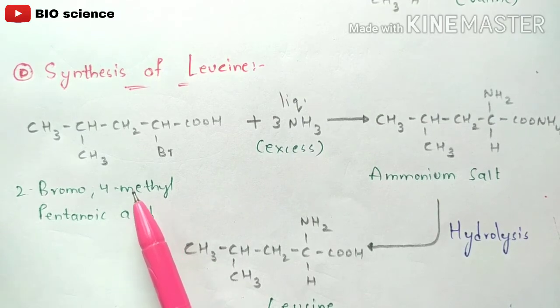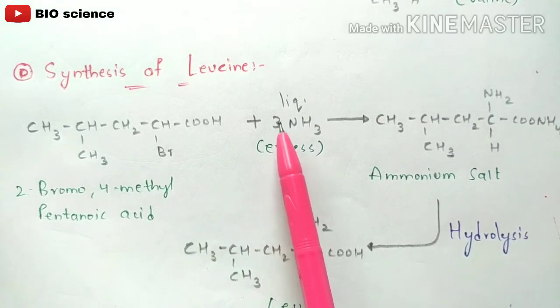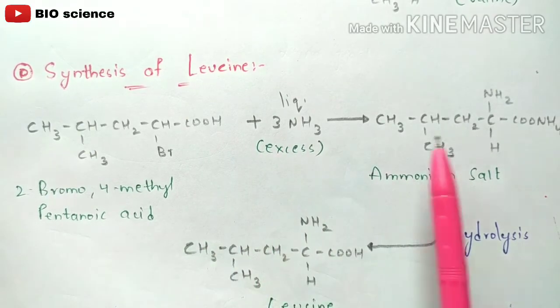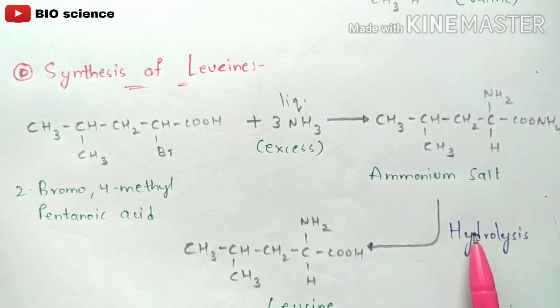This 2-bromo-4-methylpentanoic acid, which is also called an alpha halogenated acid, will react with excess liquid ammonia. Once it is treated with excess liquid ammonia, it forms the ammonium salt and finally undergoes hydrolysis and forms the appropriate amino acid. So what is the amino acid here which we have formed? Leucine, right? So the formation of the amino acid depends upon the type of alpha halogenated acid which you are going to take.